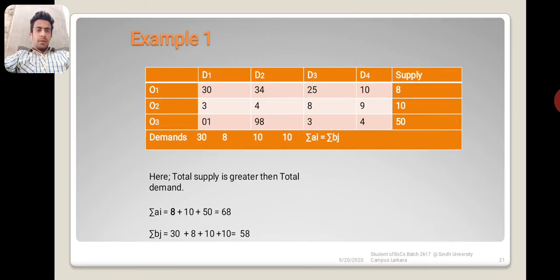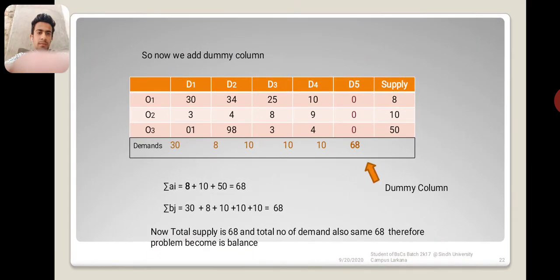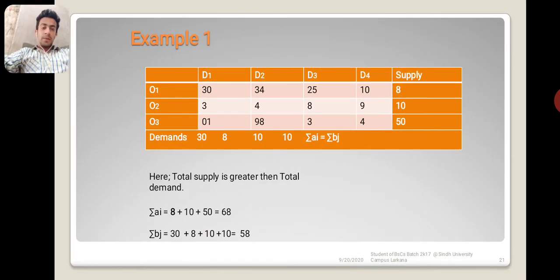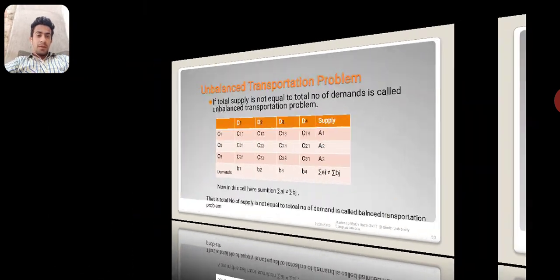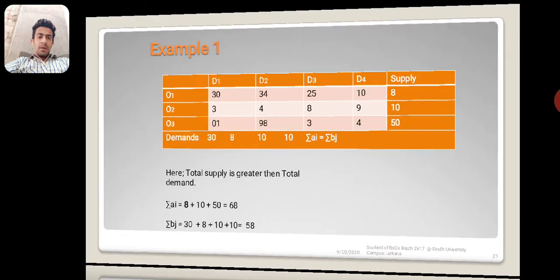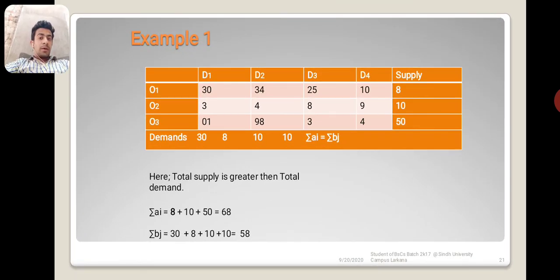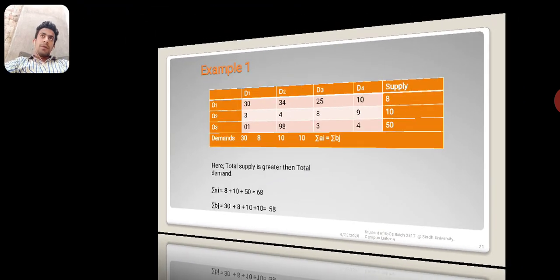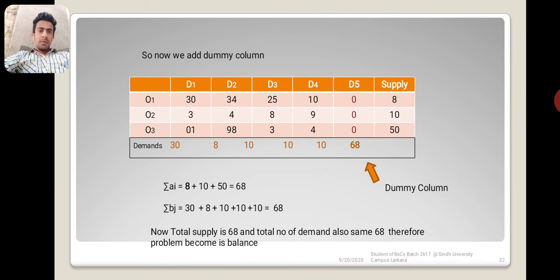Example. Supplies are 8, 10 and 50, and demands are 30, 8, 10 and 10. The sum of Ai is greater than the sum of Bj. Total supply is 8 plus 10 plus 50, which is 68, and total demand is 30 plus 8 plus 10 plus 10, which is 58. So now we add a dummy column.